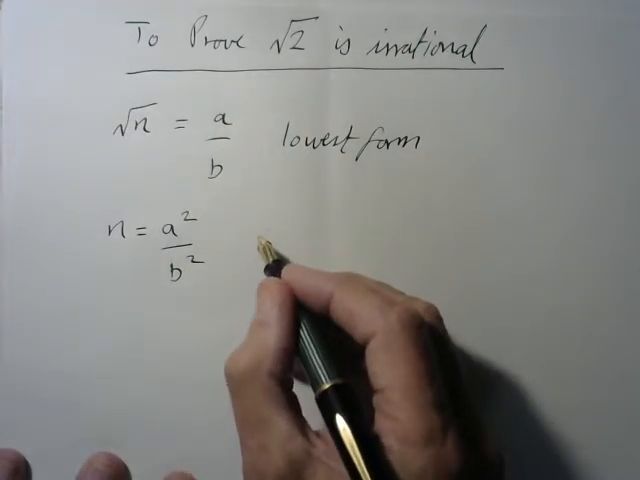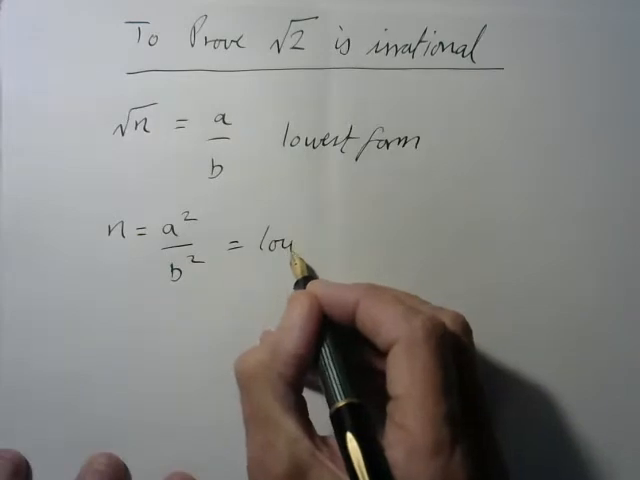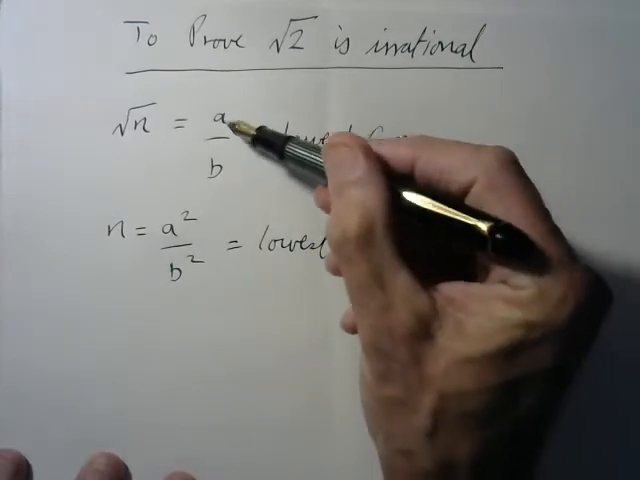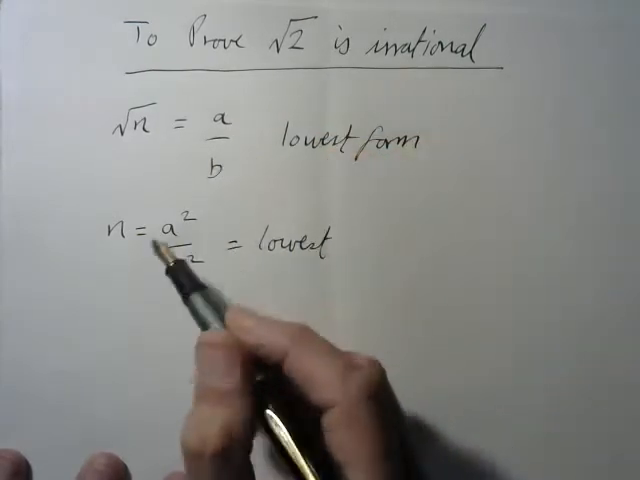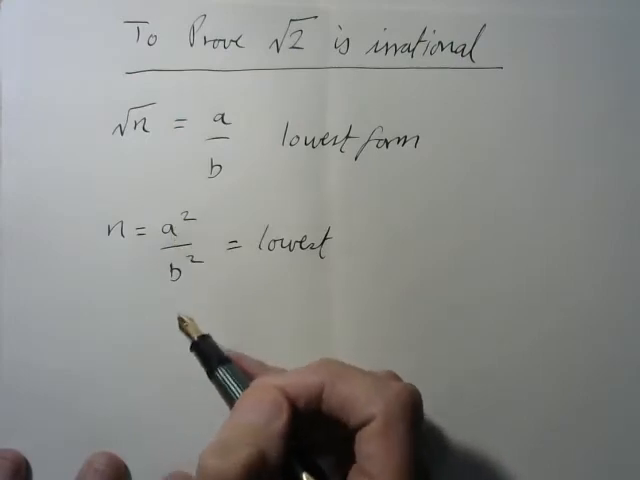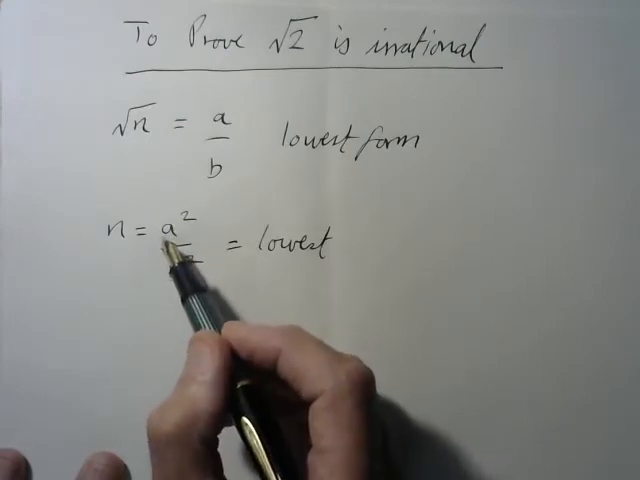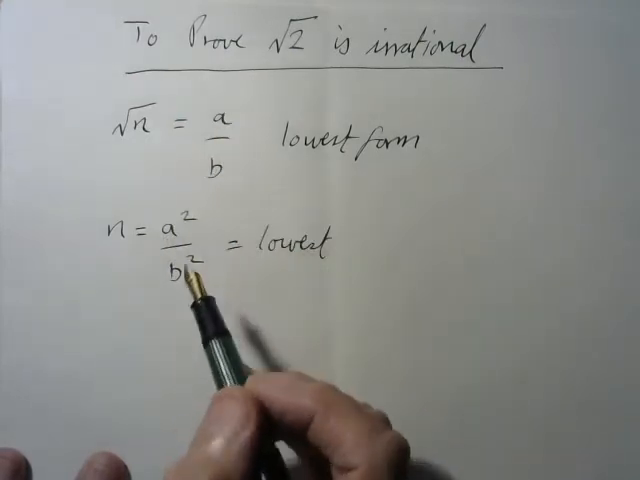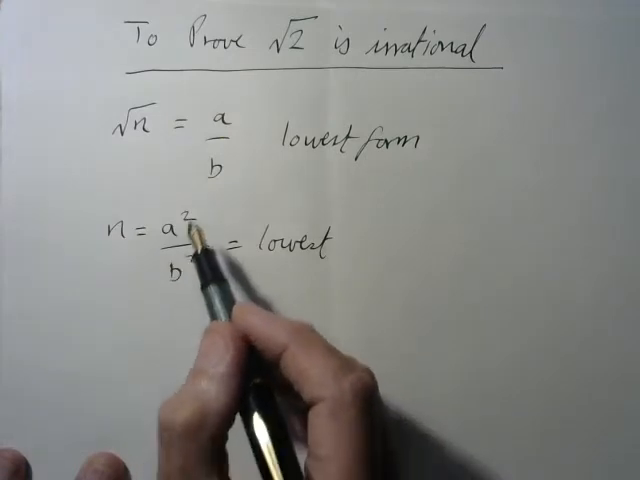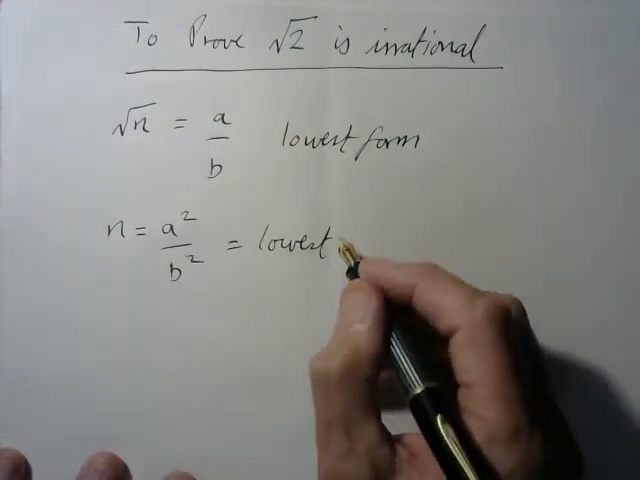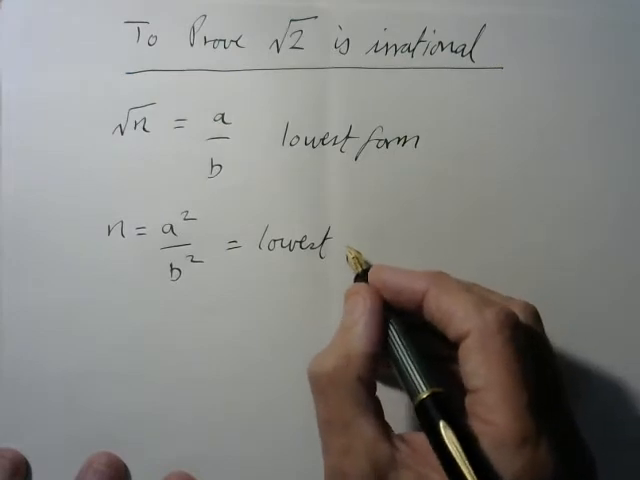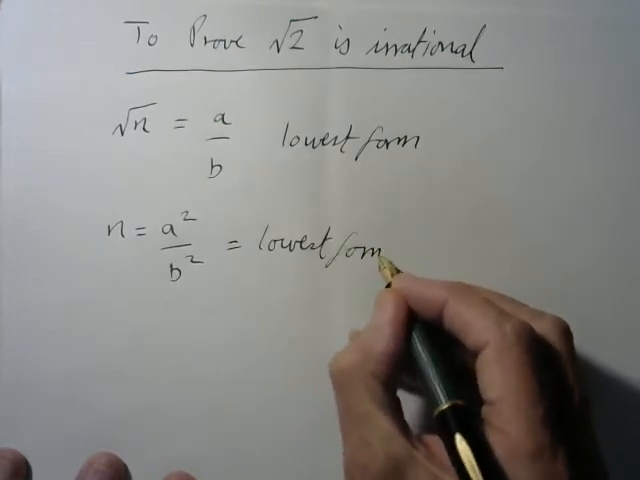And that too must be in its lowest form, because if we can't cancel anything in a with b, we can't cancel anything in a squared with b squared, because a squared just contains all the same factors as a, but twice, and b squared contains all the same factors that b does, but twice. So a squared over b squared is in its lowest form.